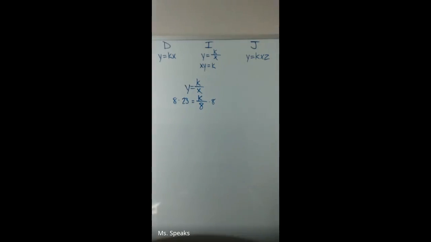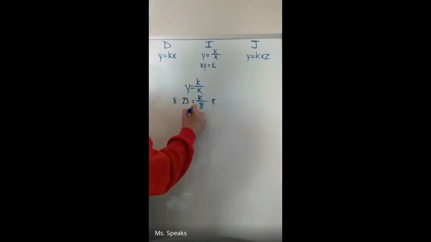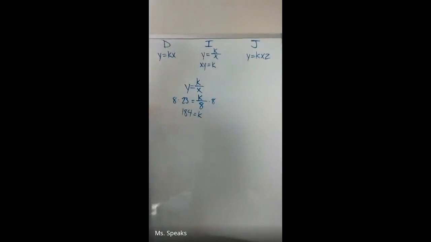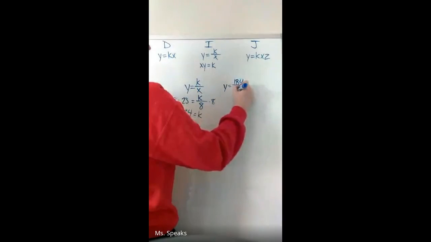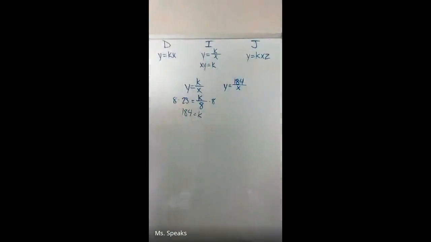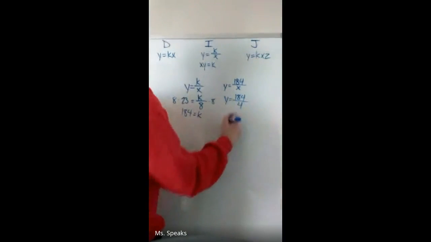All right. 23 times 8 is 184. So that's what k is. Then the second part of number 14, find y when x equals 4. So my equation is y equals 184 over x. And they want me to find y when x equals 4. So I have y equals 184 over 4.